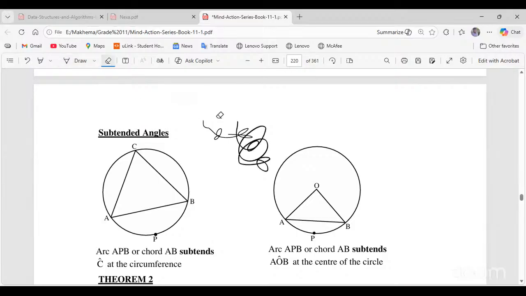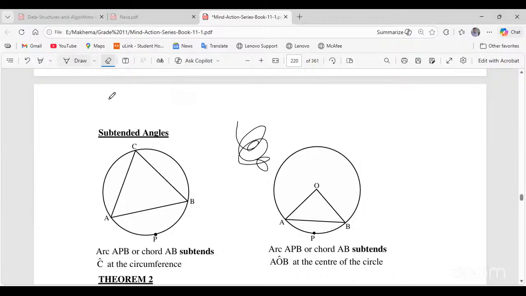Okay, we are here. Subtended angles. Arc APB. This is the arc. So that arc APB, or the chord AB, subtends angle C at the circumference. So this arc or this chord subtends that angle.